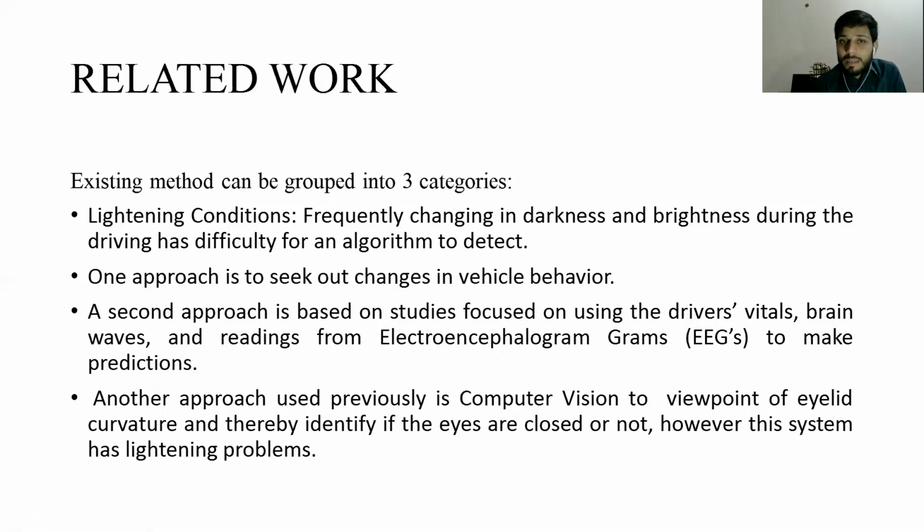And there are three types of approaches that were used previously. One approach is to seek changes in vehicle behavior. The second approach is based on studies focused on using driver vital signs, such as biomedical techniques like electroencephalogram, to make predictions. And the last approach used previously is computer vision, from the viewpoint of eyelid curvature, to identify whether the eyes are closed or not. However, this system has lighting problems.